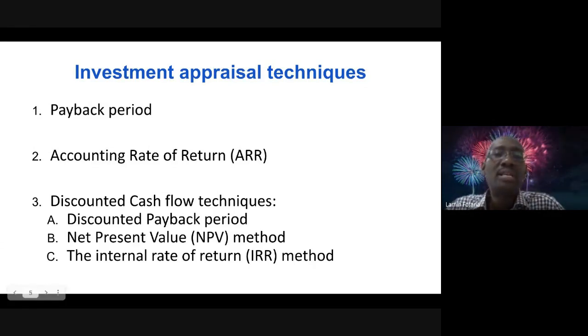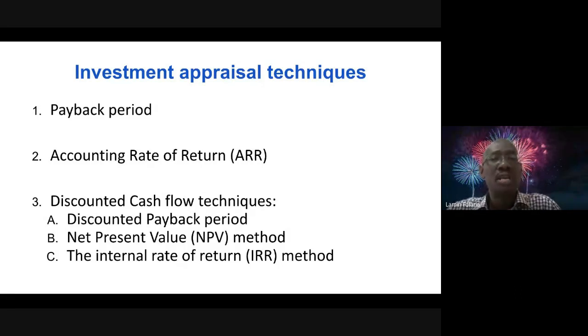The second one is the accounting rate of return. Okay, so the accounting rate of return is very similar to ROCE, that's return on capital employed. But this time around it's talking about the project. So if you invest in a project, what will be the rate of return? Usually you compare this to a target rate of return, and you can either accept or reject.